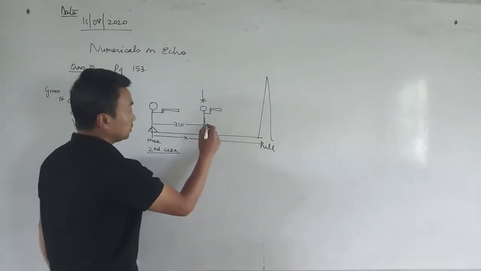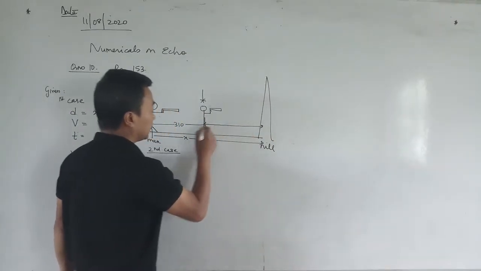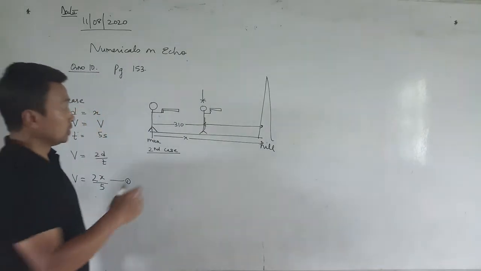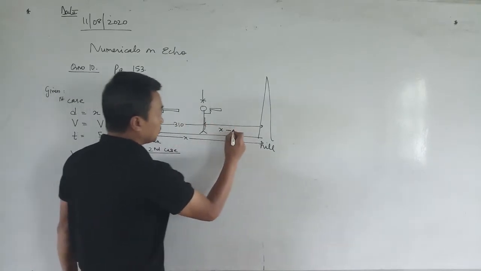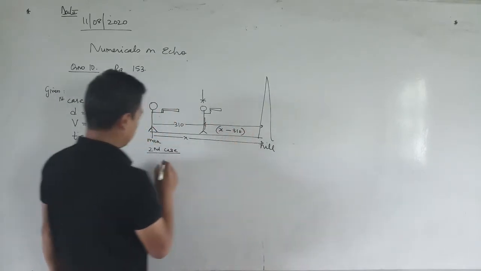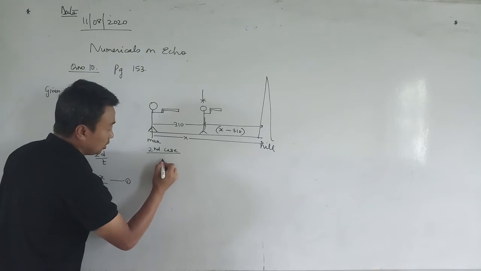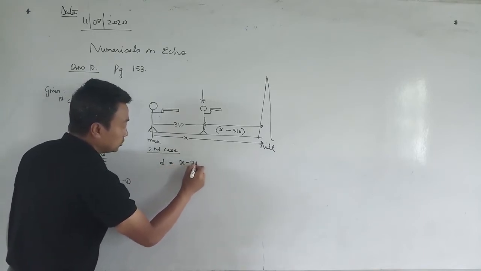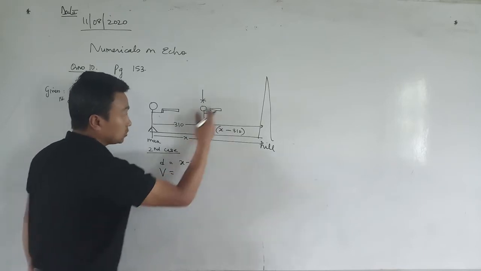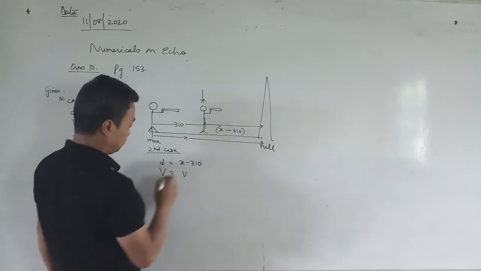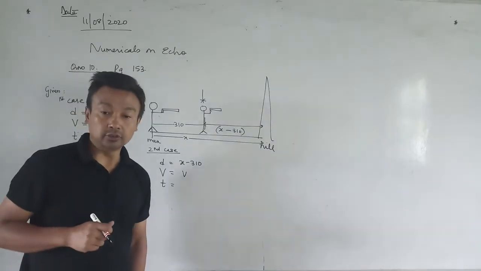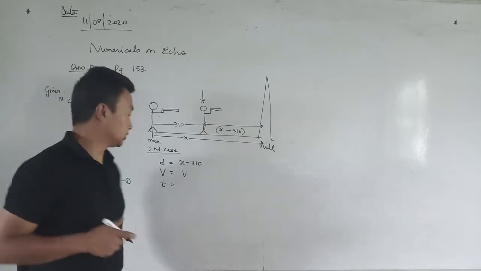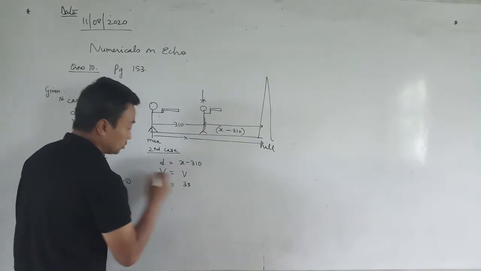So what will be the distance between the hill and the second position of the man? The total distance is x minus how much distance he has covered? 310. So in the second case, the distance is x minus 310. The speed of the sound remains the same because it is the same medium. And the time, if you look at the question, this time he hears the echo after 3 seconds. So the time given is 3 seconds.